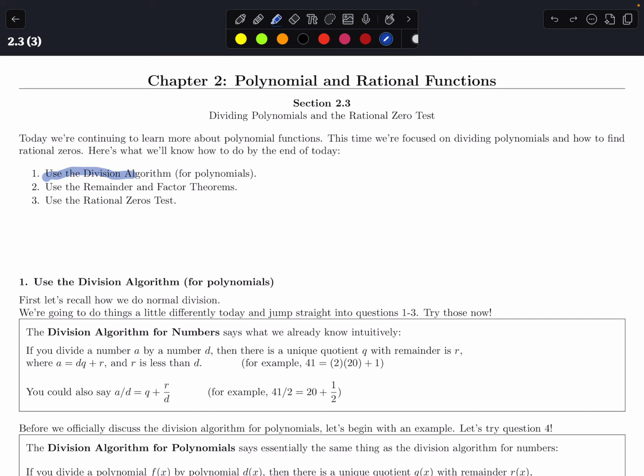Number one, how to use the division algorithm specifically for polynomials, but along the way you'll see it's basically the same as the normal division algorithm for numbers. Number two, how to use the remainder and factor theorems. And then number three, how to use the rational zeros test. I wrote zeros here, and I think it's actually zero test, but same thing. You're finding zeros that are rational numbers.